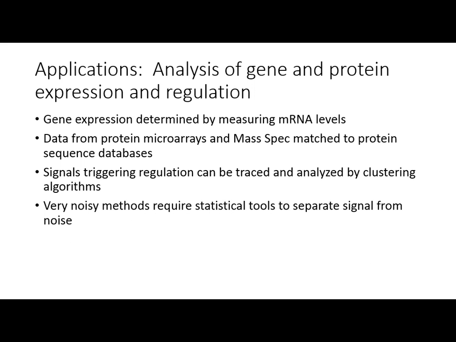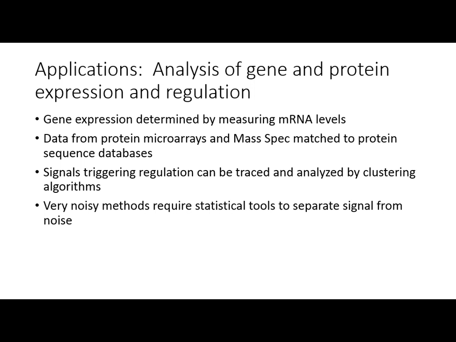We can also look at gene and protein expression and regulation. So besides just the identity of a gene, we can look at how genes are turned on and turned off, right? Which can have a big application with diseases, with development, all kinds of things. So you can look at gene expression by measuring RNA levels, or you can also isolate proteins, run protein microarrays, and do something called mass spectrometry.